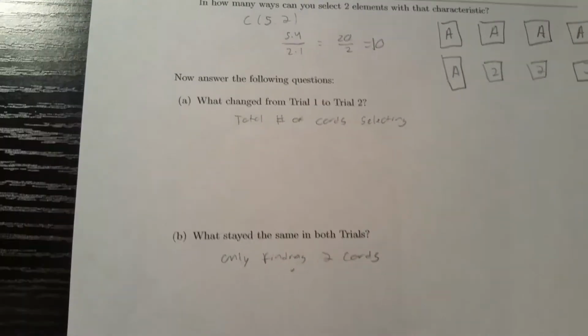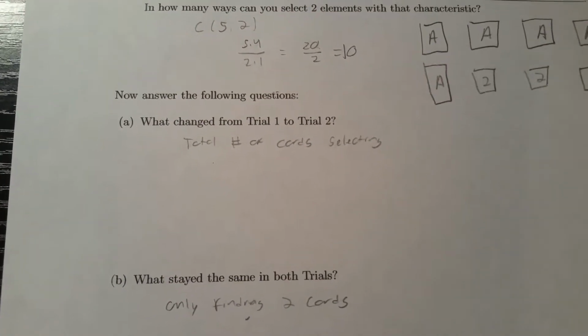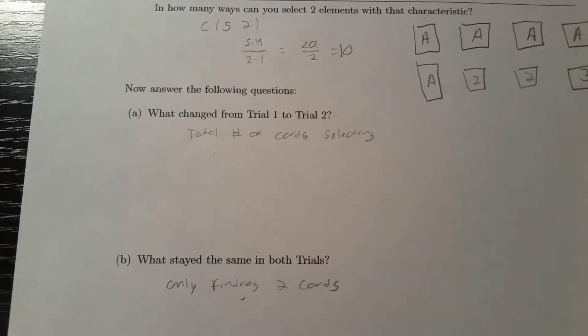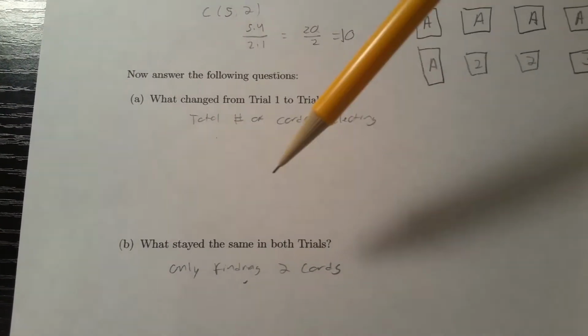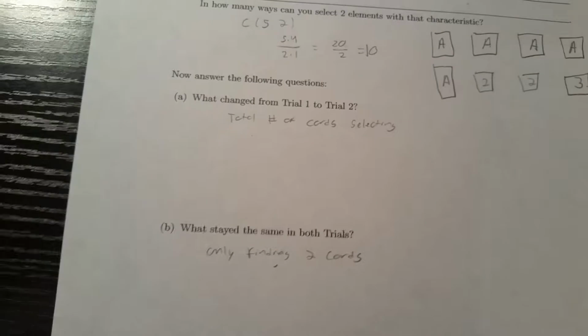What changed from trial 1 to trial 2? Well, since we had 5 aces in trial 2, the number of cards we were selecting from changed. Well, what was the same? Well, in the beginning of trial 1, we were only selecting 2 cards, so that's the same.